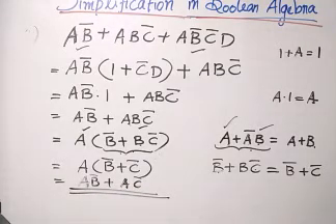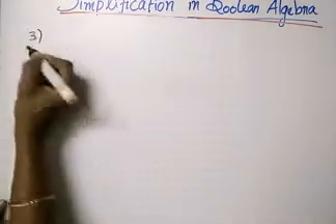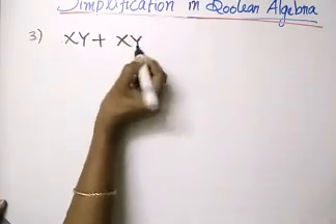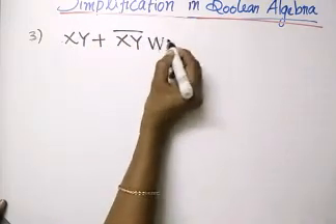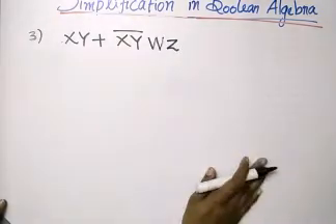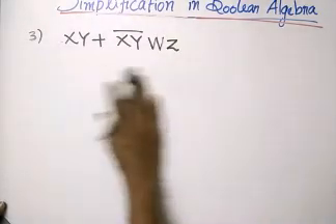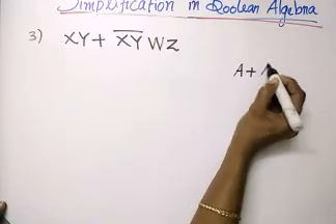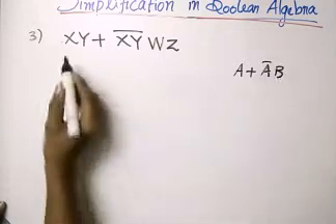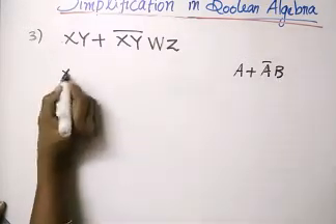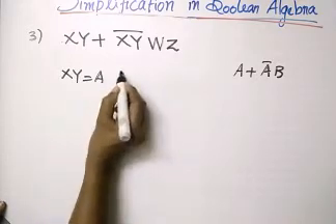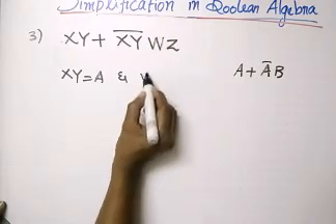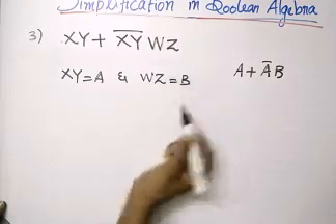Now the third example is: simplify X Y or XY'WZ. Simplify this logical expression. You can see that it is similar to the logical expression A or A'B. If I consider XY equal to A and WZ equal to B, what can we write?